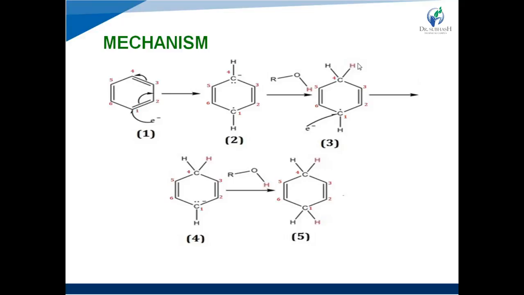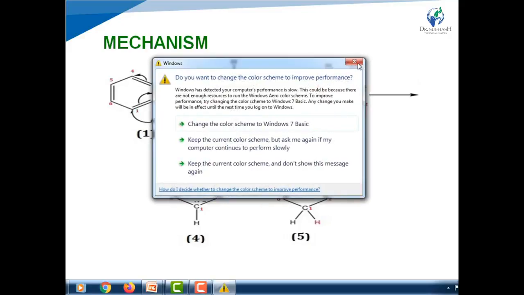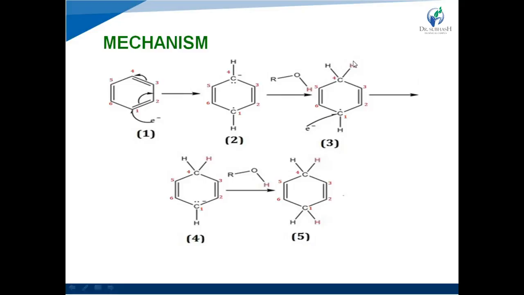Now in the next step, again a second electron species attacks the first carbon. Again this electron comes from the oxidation of the metal. And now at the fourth carbon there is a free electron pair. Now again there is a protonation.